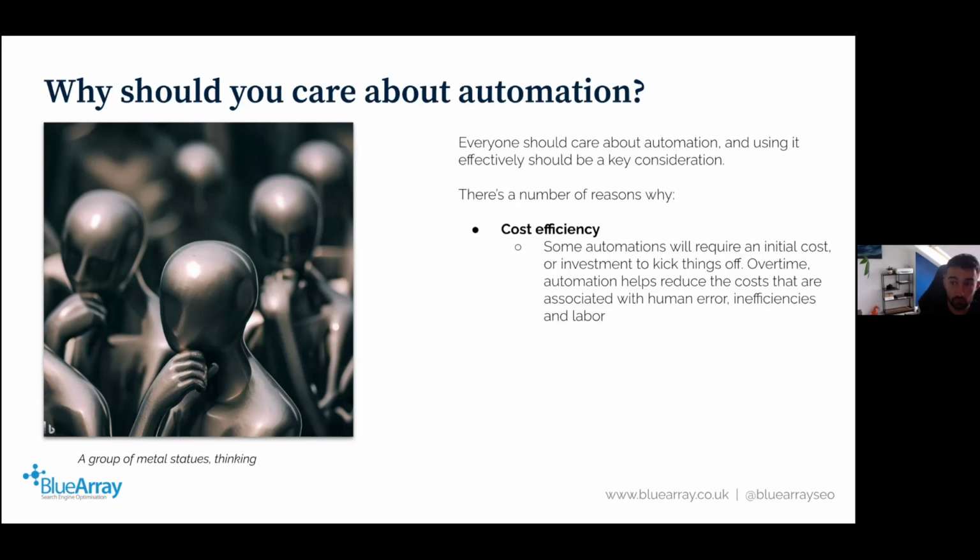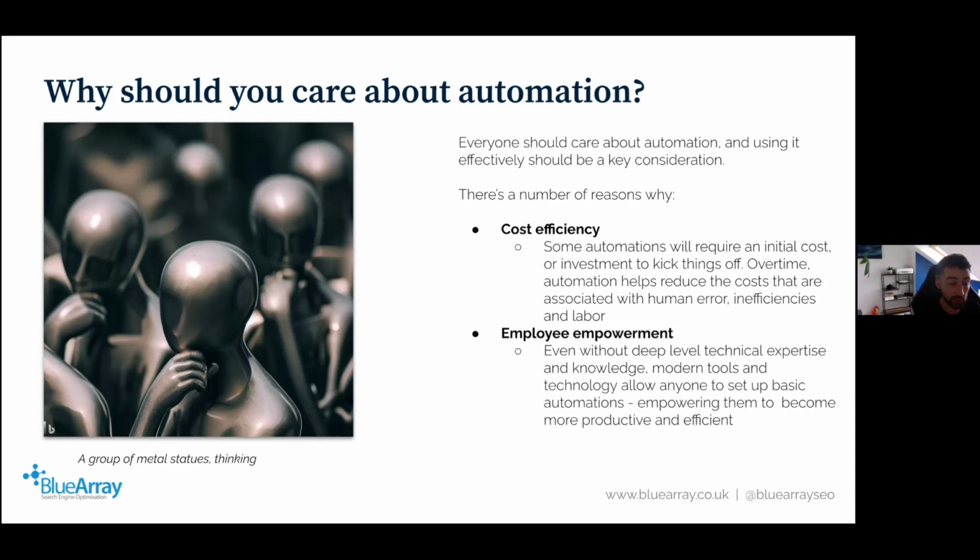Cost efficiency. Some automations are going to require an initial cost. You're going to have to spend some money or investment to kick things off. Over time, automation helps reduce the costs associated with human error, inefficiencies, and labor. And of course, we've got employee empowerment. Even without deep technical expertise and knowledge, a lot of tools and technology, and therefore automations, allow anyone to set these up, empowering them to become more productive and more efficient.